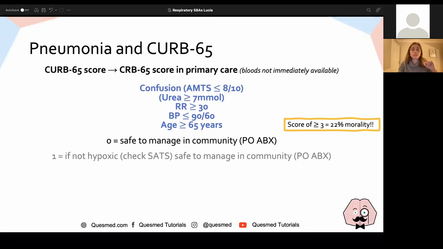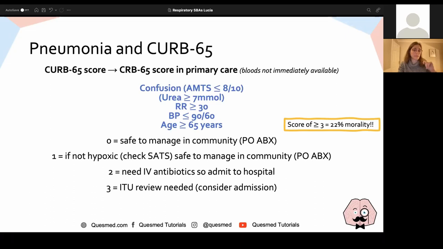These patients, when they're quite sick, should really be managed in the appropriate environment. So obviously, if someone scores 0, they can be managed in the community. If they score 1 and they're not hypoxic, they can be managed in the community with some antibiotic cover. But when they start scoring 2, they really should have IV antibiotics and should be admitted into hospital.